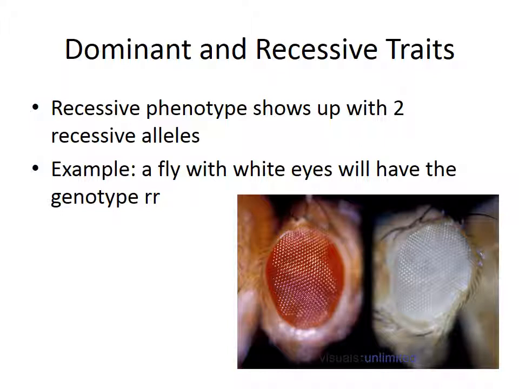On the other hand, recessive phenotypes show up with individuals that have two recessive alleles. So for example, if we see a fly with a phenotype of white eyes, then we know that they will have the genotype little r, little r, because they have two recessive alleles, or two alleles that code for white eye color.